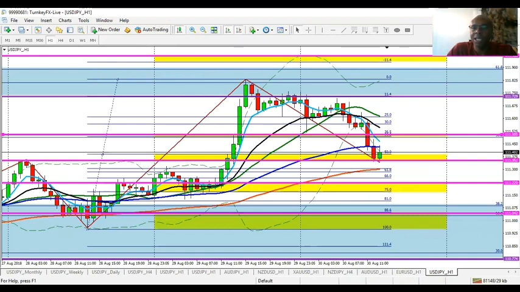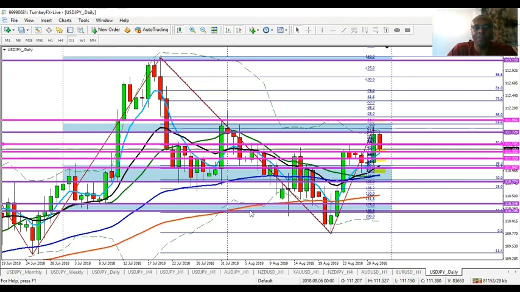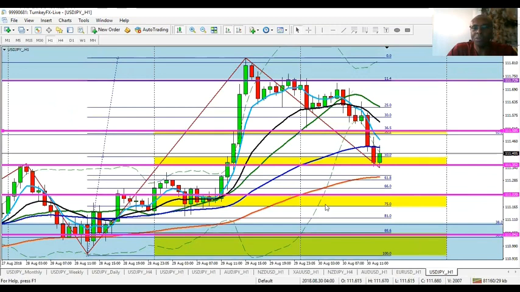So I hope you understand that. We did our daily, drew up our daily, took a look at our 4-hour, and then we drew up 1 hour for today. So basically, we're expecting the price to respect these yellow support and resistance zones today.